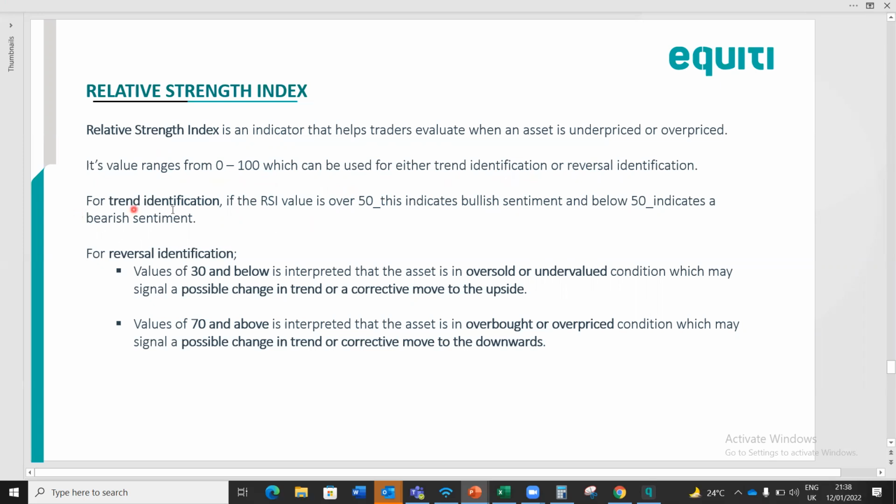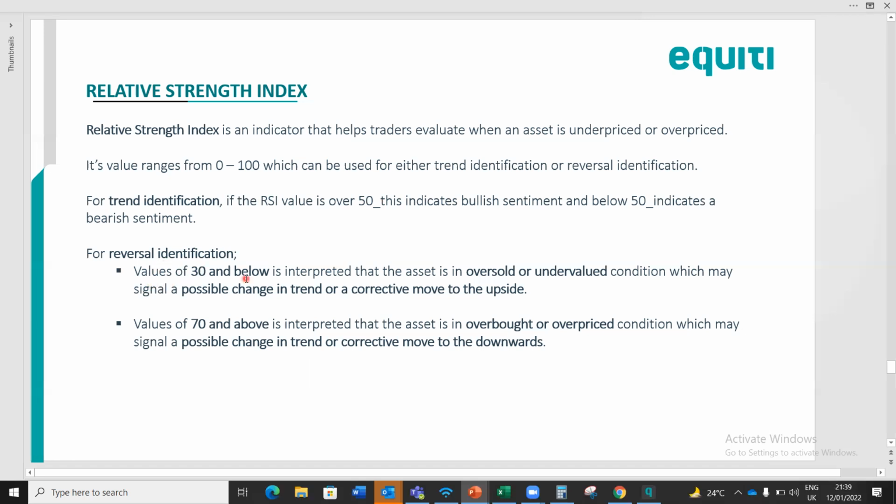Now for trend identification, this is what happens if the RSI value, that is the relative strength index value, is over 50. This indicates a bullish sentiment, and below 50 indicates a bearish sentiment. I'm going to show you that real quick on the chart on the live market. Remember we said that it can be used to identify trend and also to identify reversals. So for trend, if the RSI value is above 50, that indicates a bullish sentiment, and if it's below 50, it indicates a bearish sentiment.